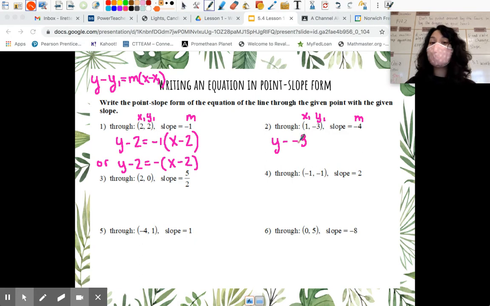What ends up happening is I get two double negatives. So it's really important to understand the difference here. This first minus sign is from the equation. This second minus sign comes from the fact that I'm substituting a negative number into this equation. And then I keep going. Equals -4, open parentheses, x minus my x value of 1.